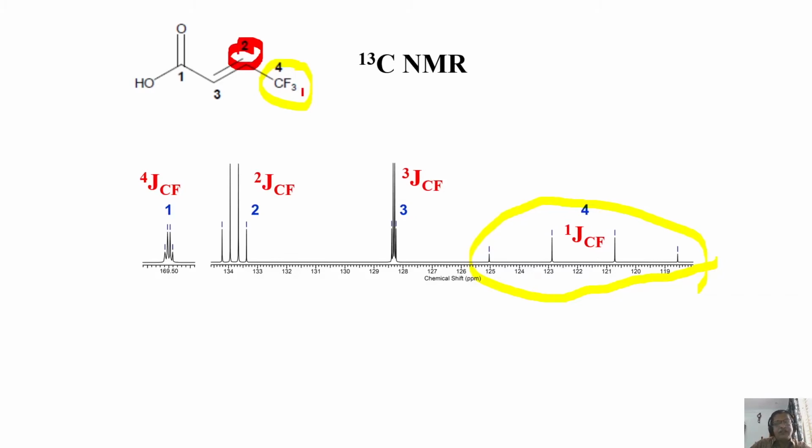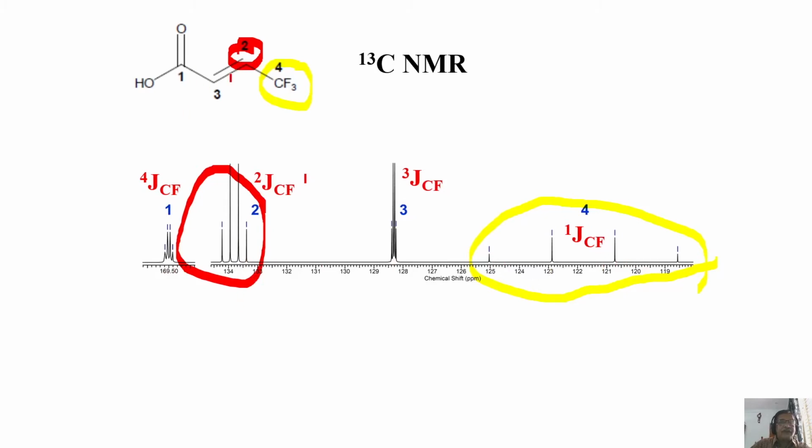So how many bonds is it separated? This carbon to this fluorine, only 2 bonds. So the coupling is much larger. You see a better quartet. It may not be that resolved like this because this coupling is larger. This is less than 1 bond coupling, but here you can still see a beautiful quartet.